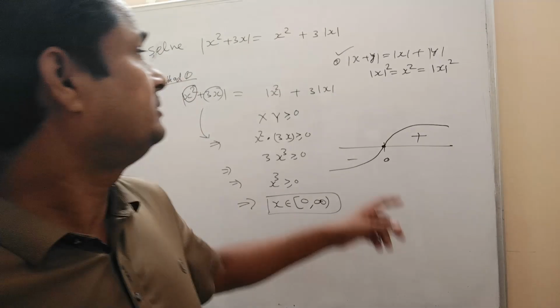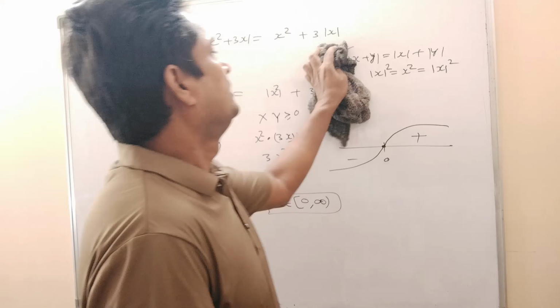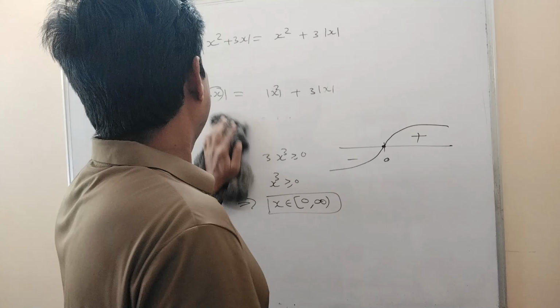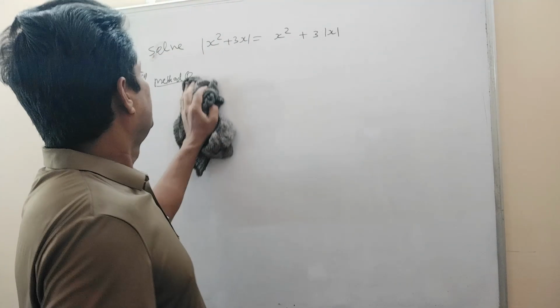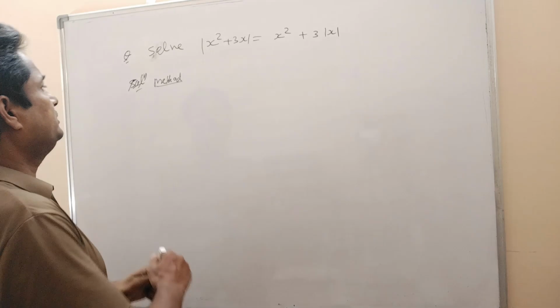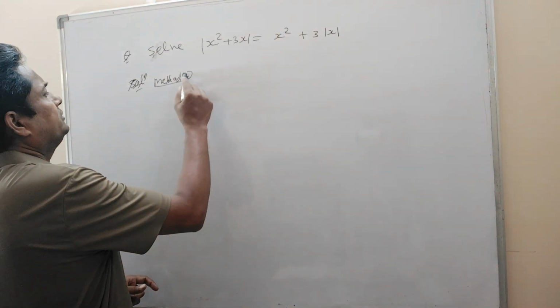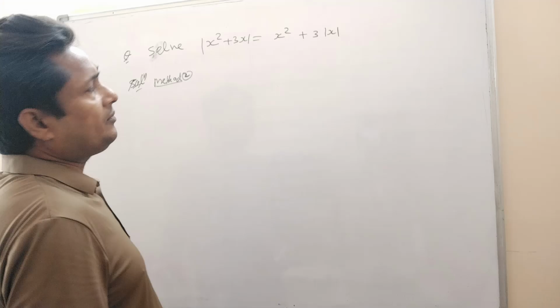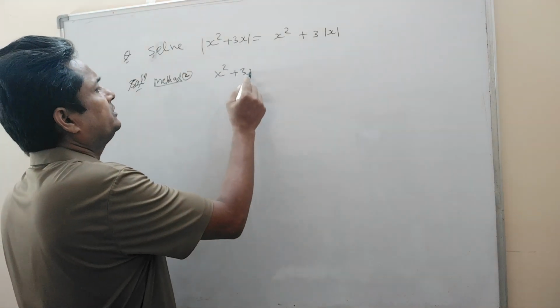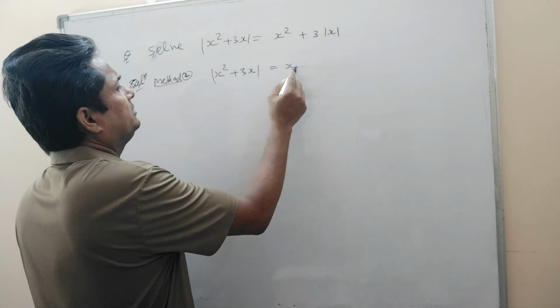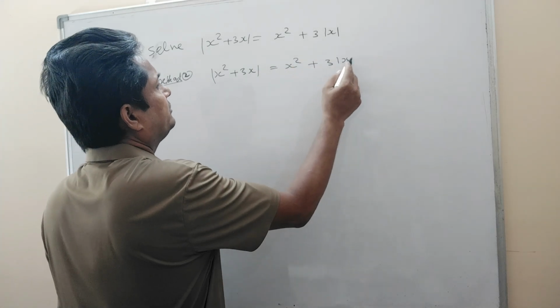Now we can use second method also. Second property which is applicable for forever. This is method number 2. Now the question is this one. X square plus 3x mod is equal to x square plus 3 times of mod x.